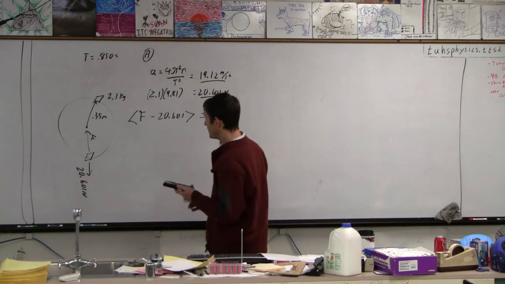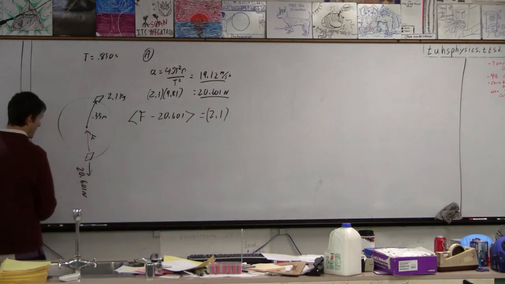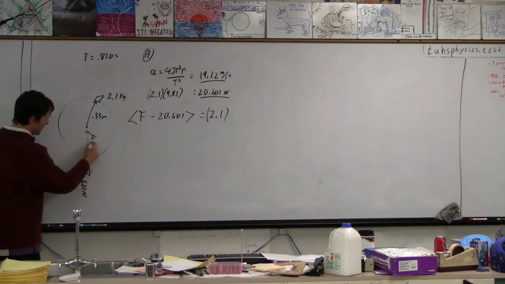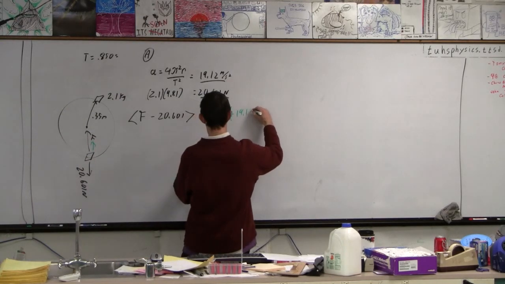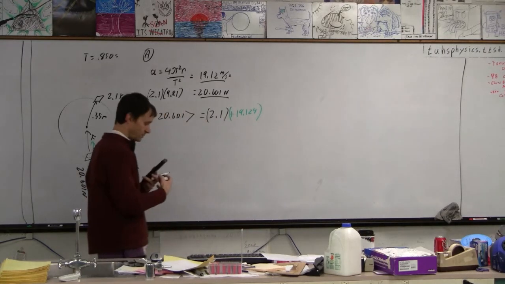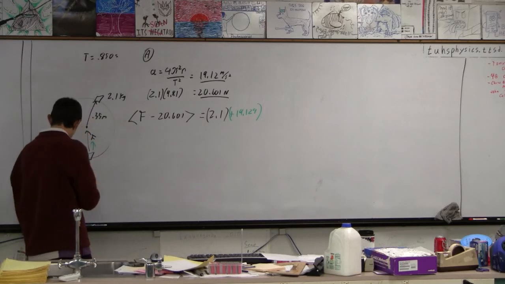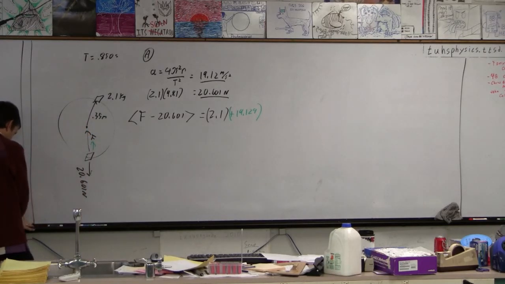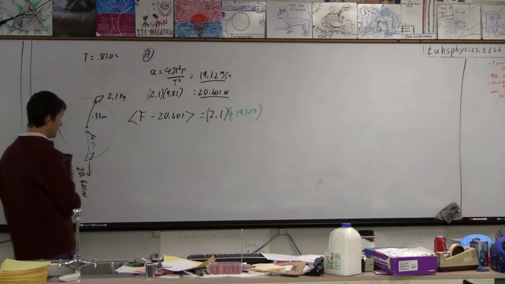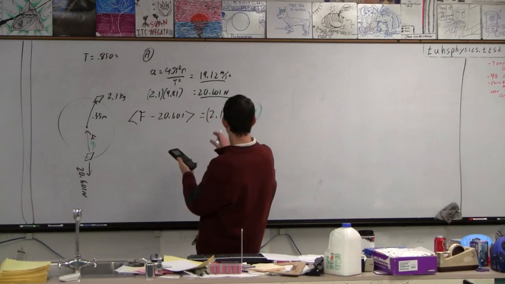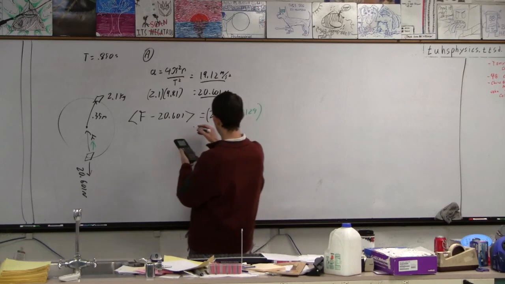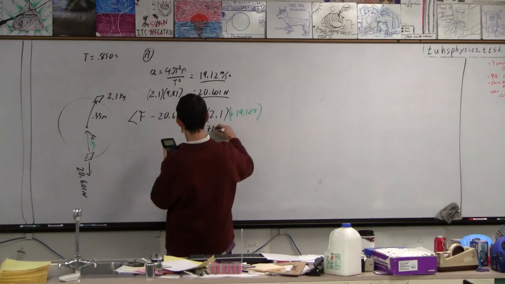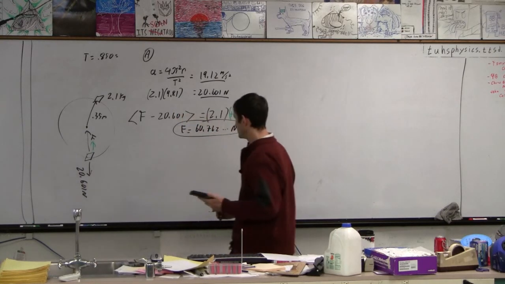That equals 2.1 times the acceleration. When you're at the bottom, remember that the center is up, and so the acceleration is positive, right? So positive 19.124, like that. And we can calculate that. Okay, so that's going to be 2.1 times my acceleration plus the answer I just got. So this force works out to be 60.762, etc. newtons. I'm not rounding to sig figs, but there it is, right?